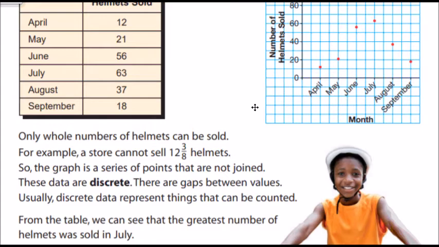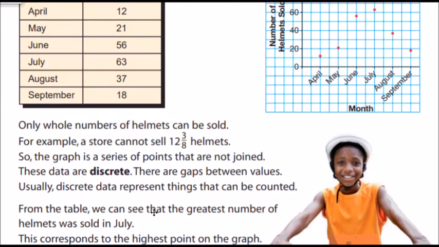These data are called discrete. That's the fancy math term that we use. There are gaps between the values. Usually discrete data represent things that can be counted. So if I'm counting things, that's usually discrete. There are some other examples of what might be discrete data, but for our purposes, things that can be counted would be discrete.